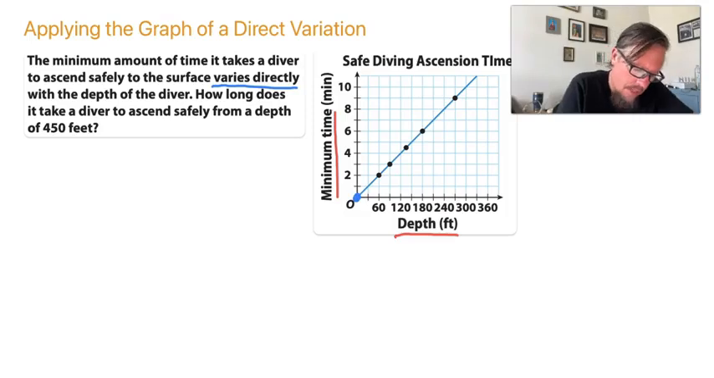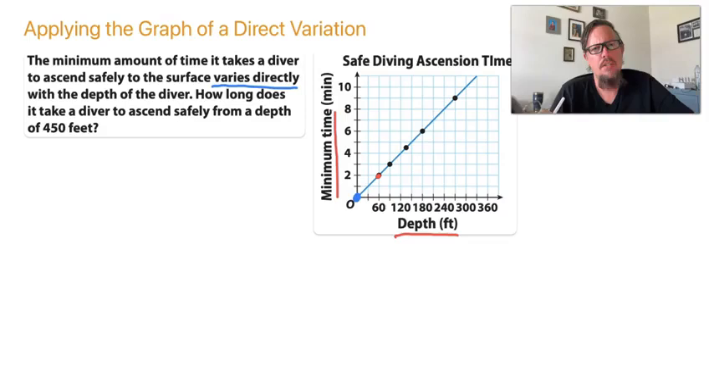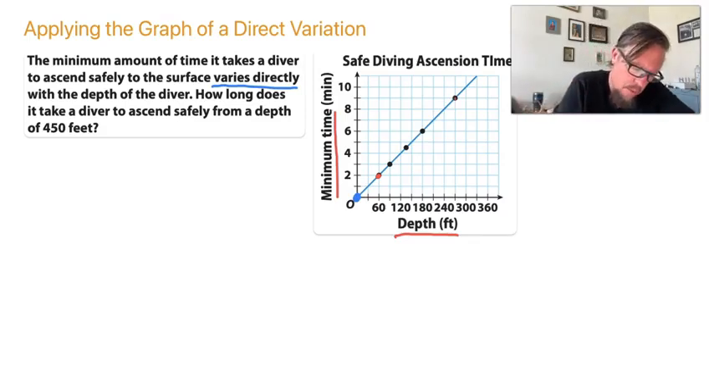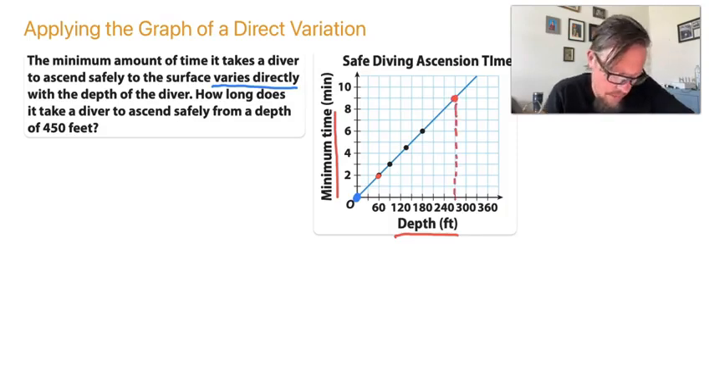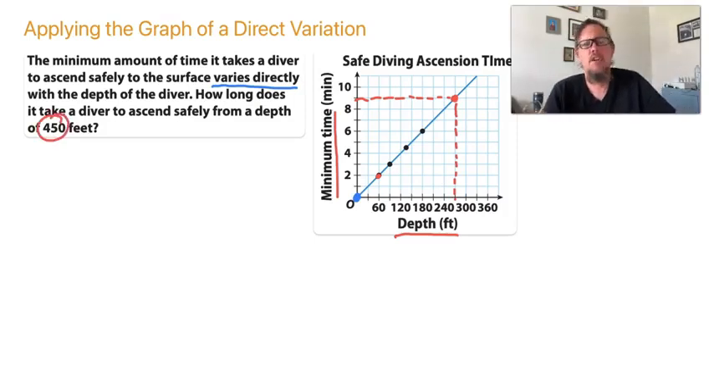Makes sense. This point right here, (60, 2), means if he's 60 feet below the surface, it would take him 2 minutes to ascend to the surface. And then this point way out here is, looks like, in between 240 and 300, so 270. So if you're 270 feet below the surface, it takes you a minimum of 9 minutes to get back to the surface. Now the question is, how long would it take him to get to the surface if he was 450 feet below the surface, or a depth of 450 feet?